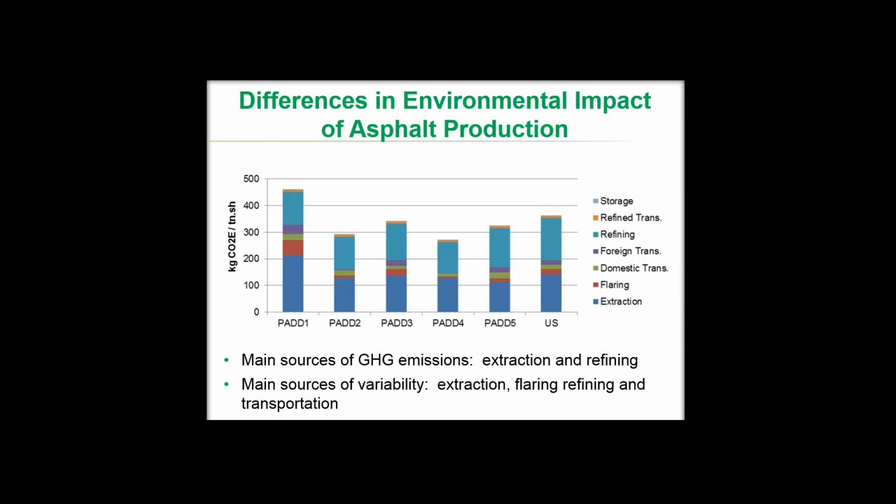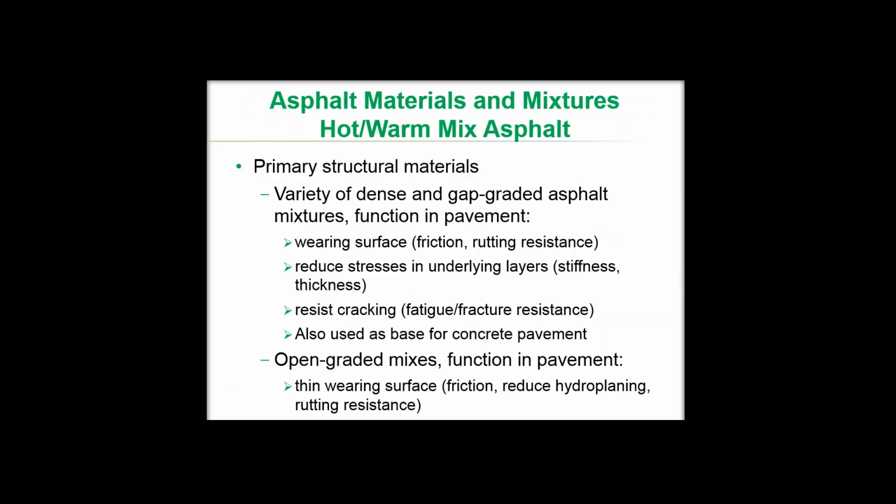We can see that most of the impact for this impact category comes from extraction and refining, very energy-intensive processes. And we can see that regionally the main sources of variability have to do with the different sources of oil being used in these different regions, the flaring, the refining processes, and, as with aggregate, as with all pavement materials, the amount of transportation involved in getting it to the location of use.